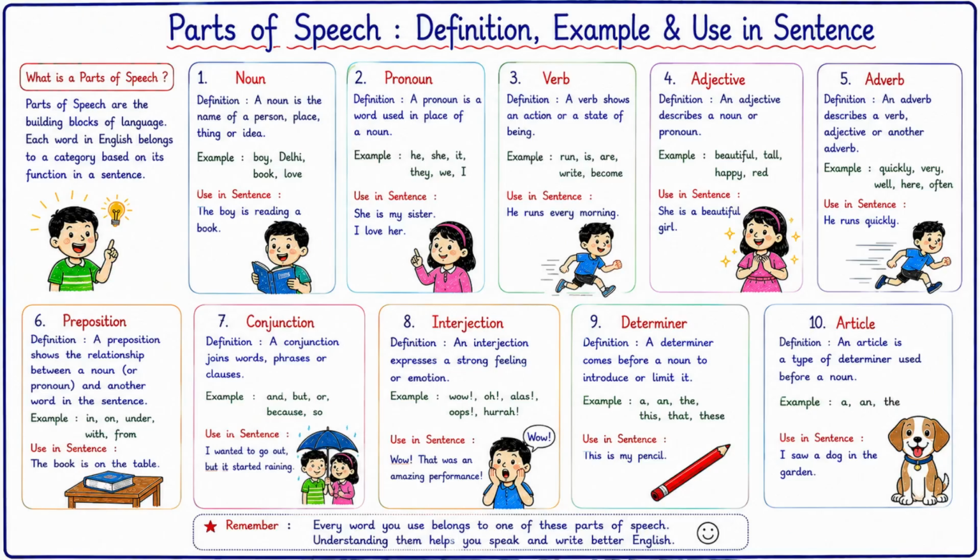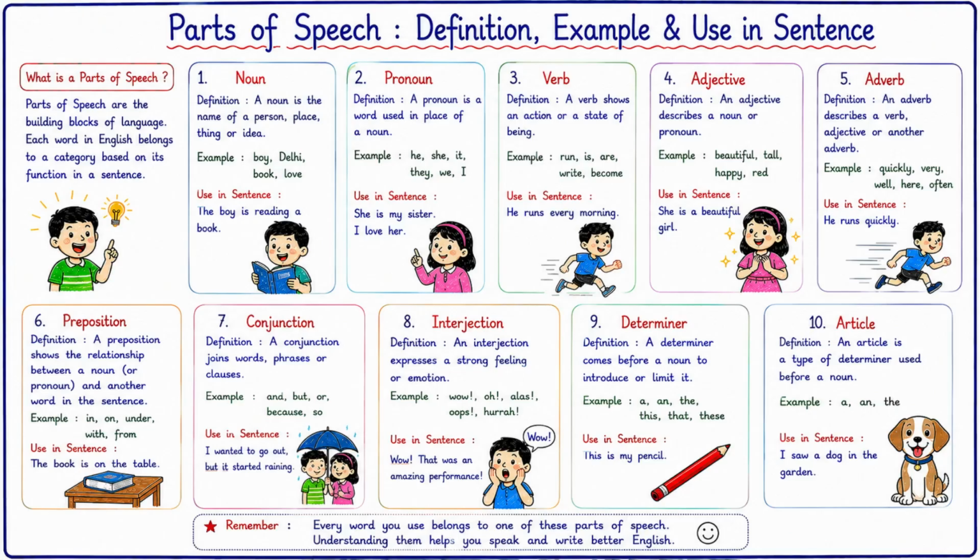A conjunction connects words, phrases, or clauses. An interjection expresses a strong feeling or emotion. A determiner comes before a noun to identify or limit it. And an article is a type of determiner used before a noun, such as a, an, or the.